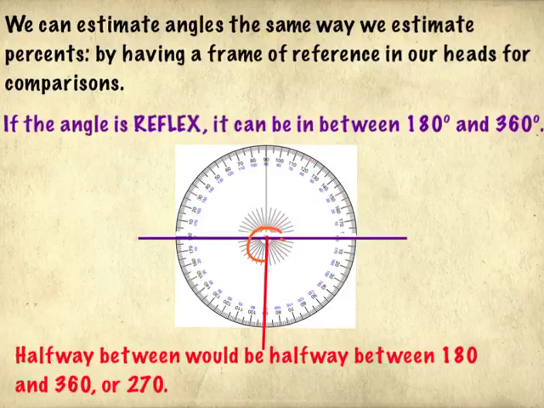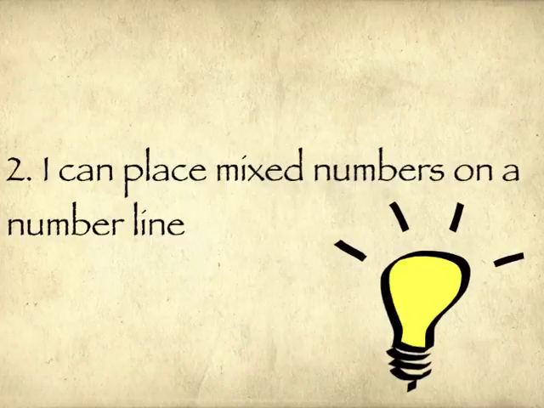So again, we want to have a couple frames of reference in our head. We want to know that a straight line is 180, that a circle is 360, that halfway between a straight line and a full circle is 270, and that 90 is straight up and down, 45 is halfway between on the acute side, and 135 is halfway between on the obtuse side. If you know those, it makes estimation much easier.